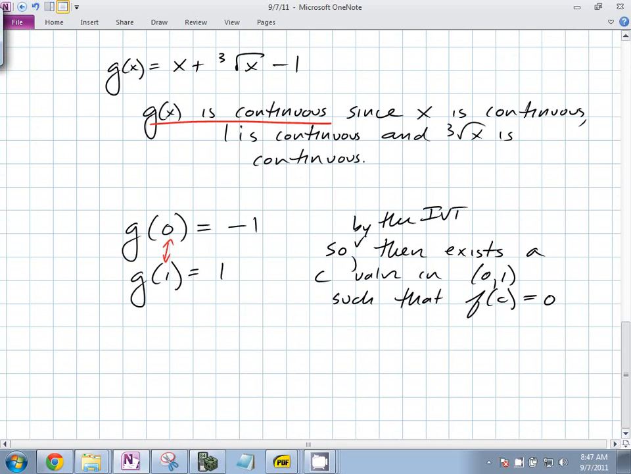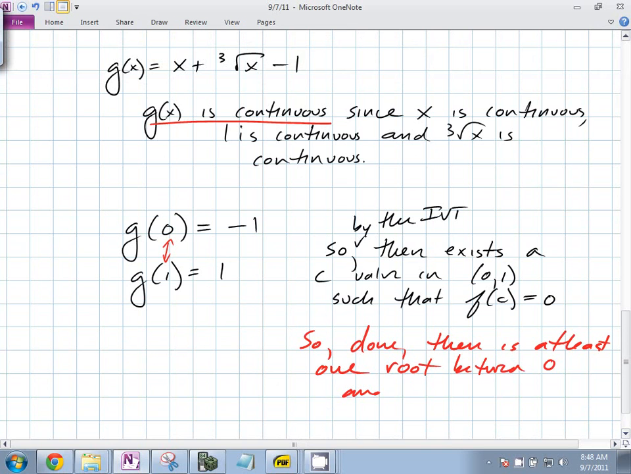So is there a root? Yes. So we are done. There is at least, and this is important, at least one root between 0 and 1.